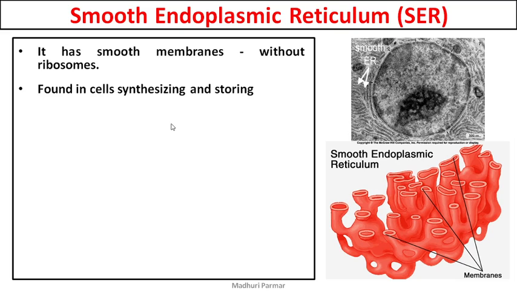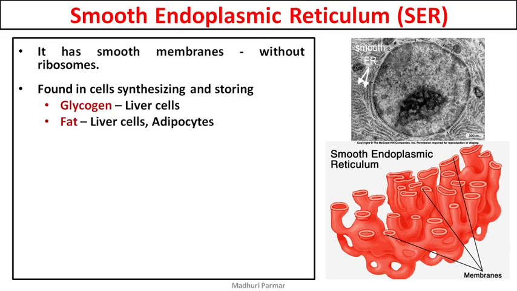They are found in cells which synthesize and store glycogen. Liver cells do the storage and synthesis of glycogen. So remember this, glycogen is a polysaccharide of glucose. Glycogen is stored in liver cells. It is also synthesized in liver cells. So if somebody asks you, where exactly in a liver cell, then the answer will be SER.